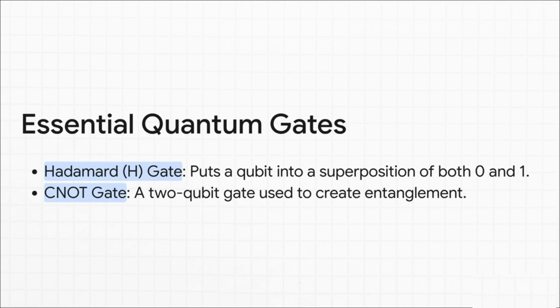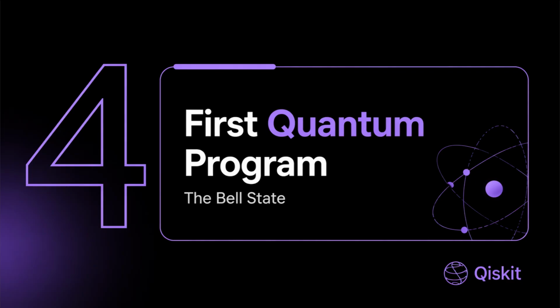So this is it. We have the pieces. Let's put them together and write our very first quantum program. In the classical world, the first program is always hello world. Well, in quantum computing, it's creating something called a Bell state, which is the perfect state of maximum entanglement between 2 qubits.